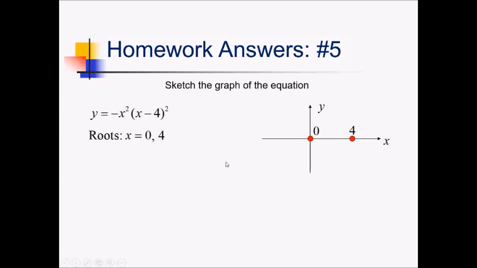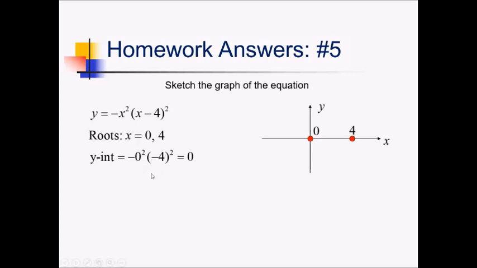Now let's get the y-intercept. It looks like our y-intercept is going to be 0. If we're on the origin, we're intercepting both axes at that point. But just to plug in 0 for x and make sure, we would have negative 0 squared times negative 4 squared, which would all come out to 0.